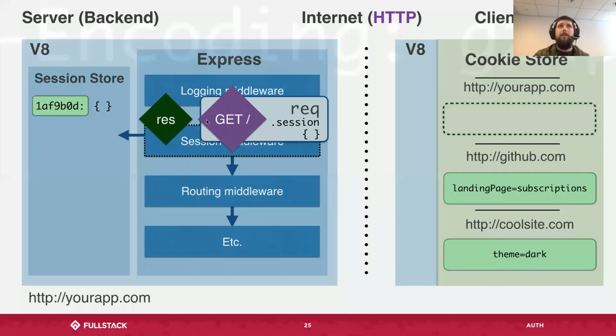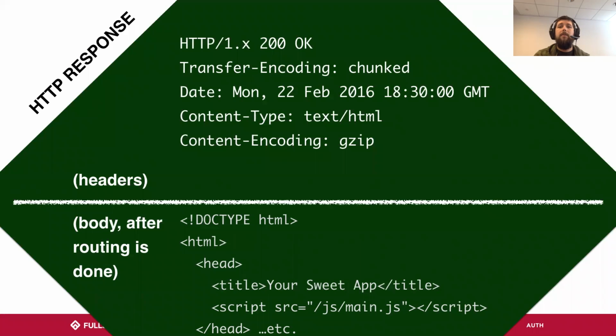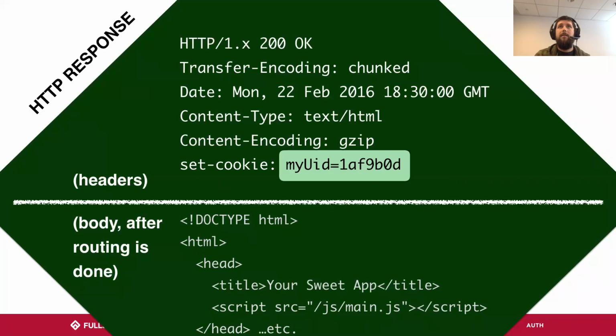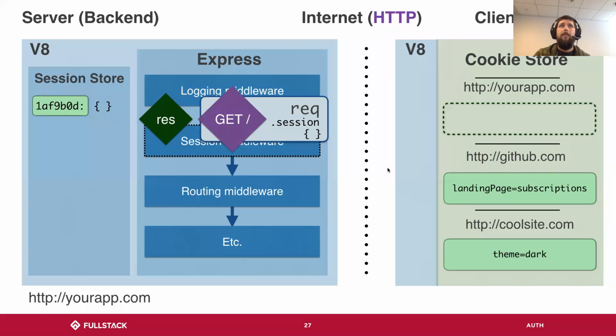So here's our response. On the HTTP response, we're going to add this Set-Cookie header, and it might look something like this. It might say myUID equals 1AF9B0D. So you can see that that corresponds to this key value in our session store.